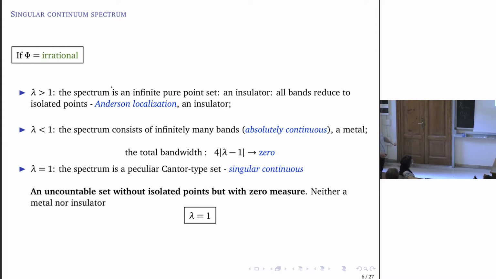So the system, instead of a network, can, if lambda is less than one, have a spectrum that consists of infinitely many bands and it becomes asymmetrical. It's called absolutely continuous spectrum. And the total bandwidth is different between lambda and lambda. But the most interesting case, and this is what I focus on, is when lambda equals one, then the spectrum becomes what mathematicians call a Cantor-type set.